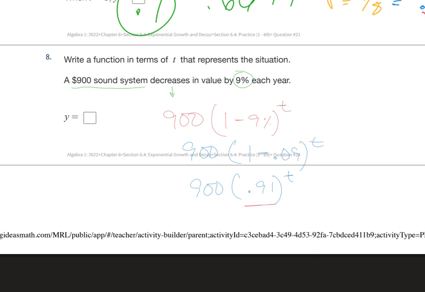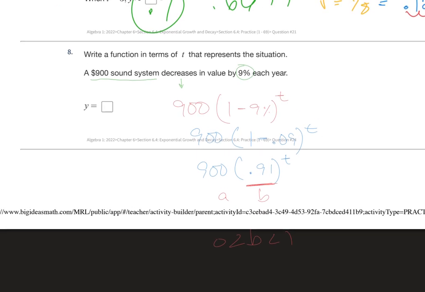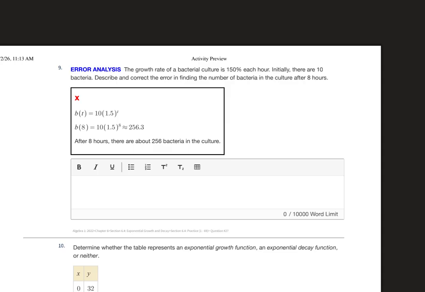And I'll just point this out. That's our b. So there's a, b, and as well, if b is, I'm sorry, I wrote x. If b is between 0 and 1, we have decay. Well, 0.91 is between 0 and 1, so that's decay. But we're done. That's the answer. I'm not going to rewrite it. There it is.